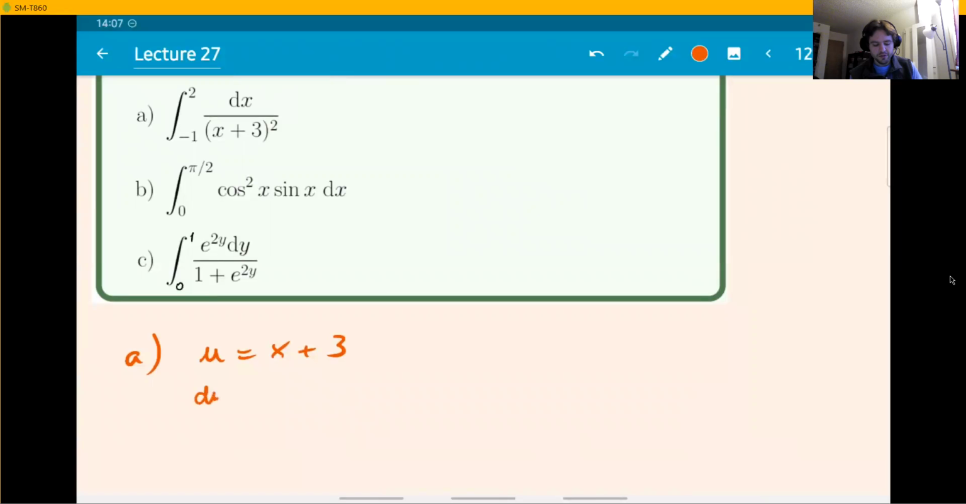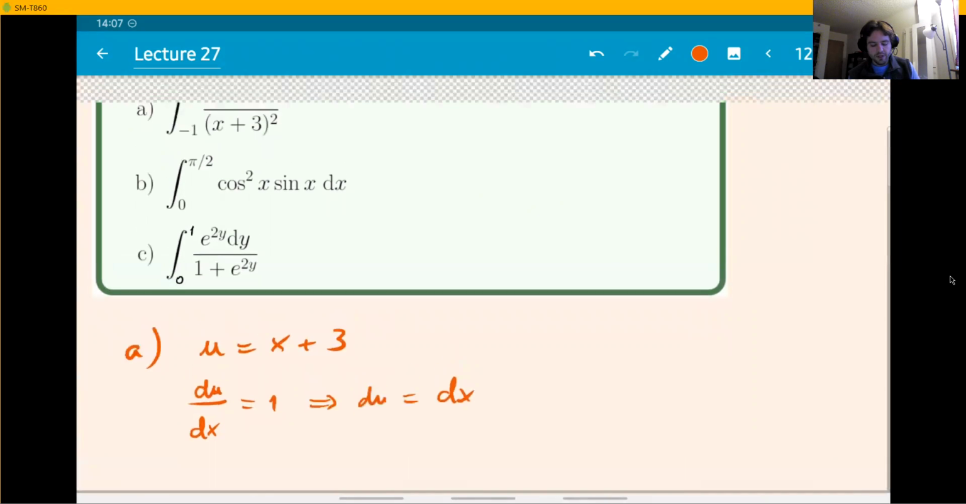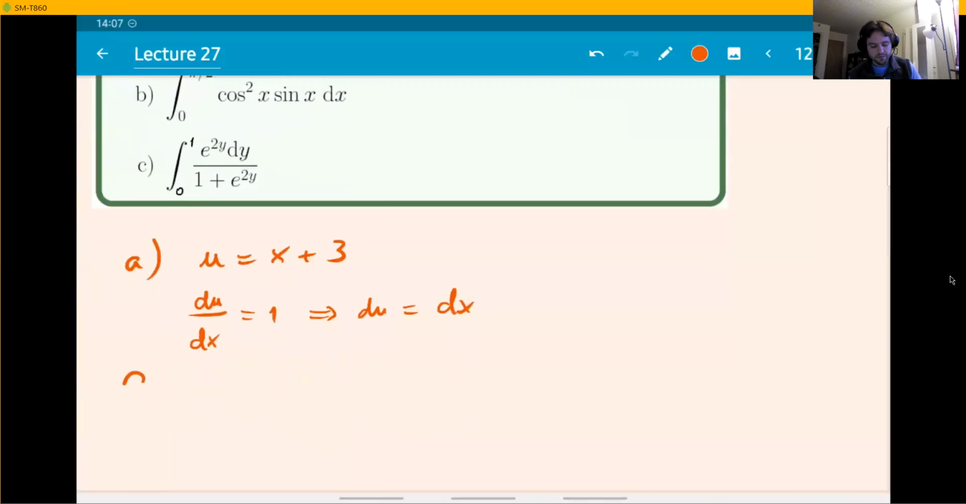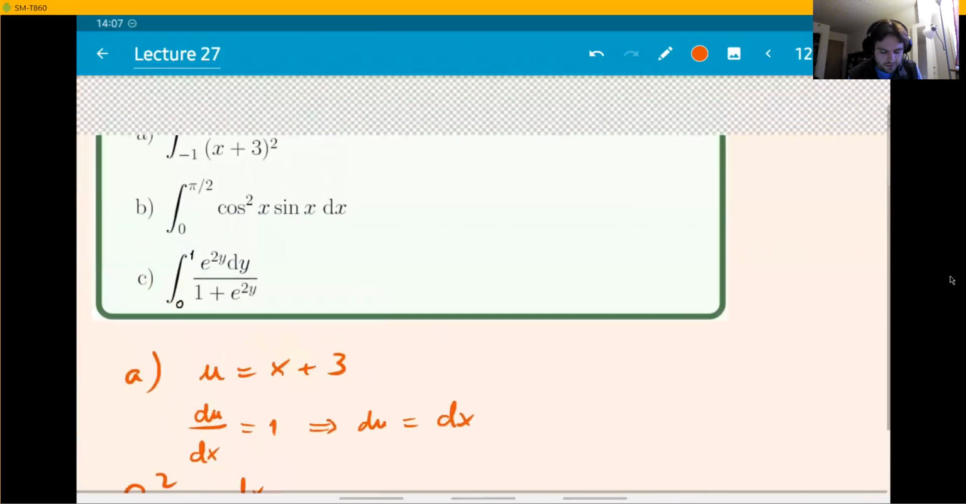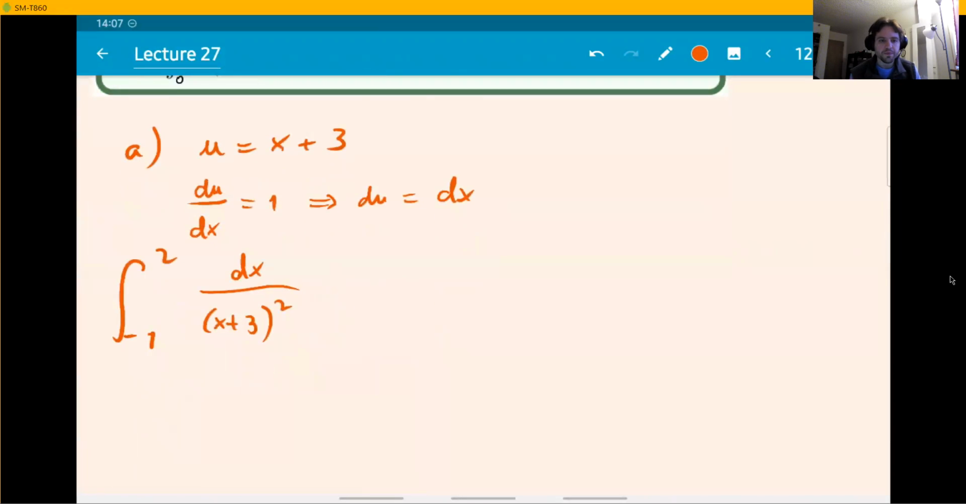You do the same thing that we just did before. du/dx is 1, so du is equal to dx. Now the integral, I'm going to copy it down here: 1 over (x plus 3) squared. Sorry, the endpoints, yeah, they're good, -1 to 2. How do we change this integral?